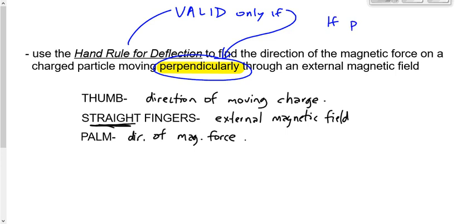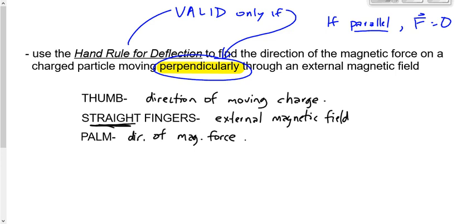If parallel, in other words, if the charged particle is moving this way and the magnetic field is also pointing this way, or the charged particle is moving this way and the magnetic field is opposite to that, the hand rule doesn't work. But the good news is, if they're parallel, the force is 0. So you don't need a hand rule to determine a direction of a force that doesn't exist. If they're parallel, that's what you should hope for. There is no magnitude of the force, no direction of the force, there is no force.